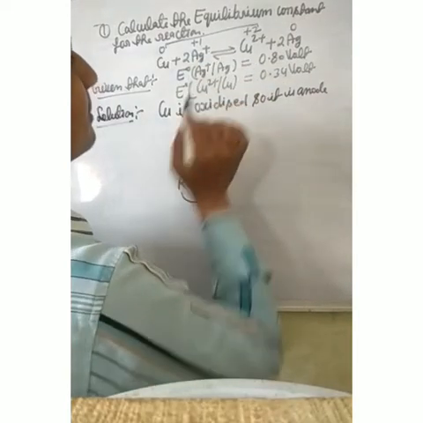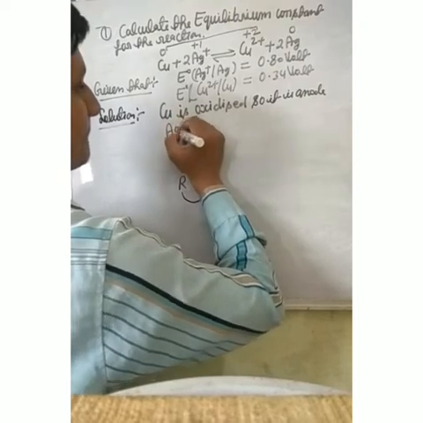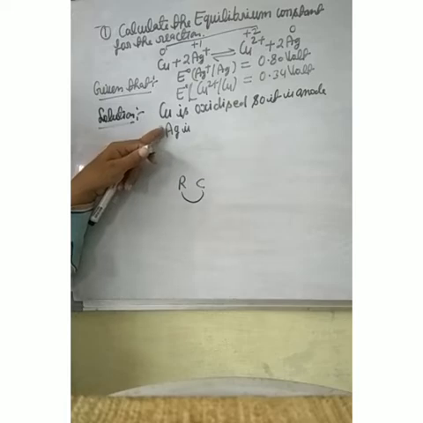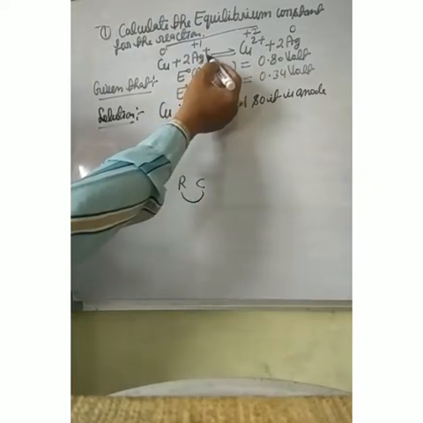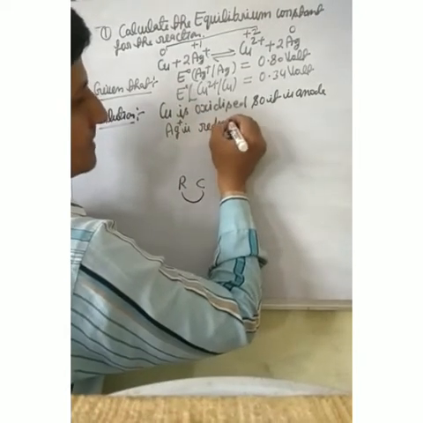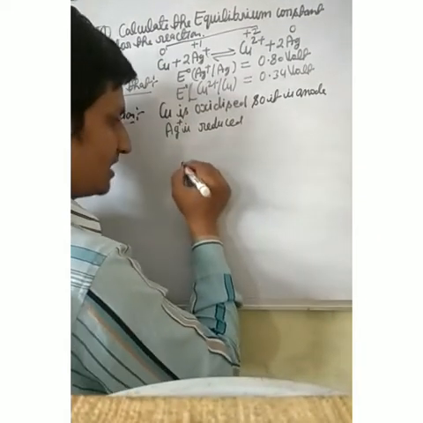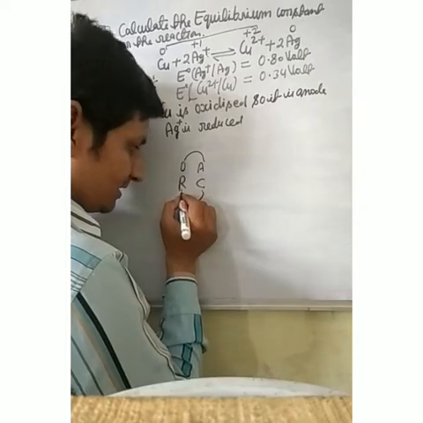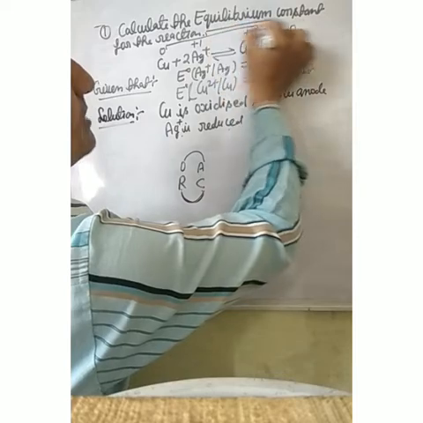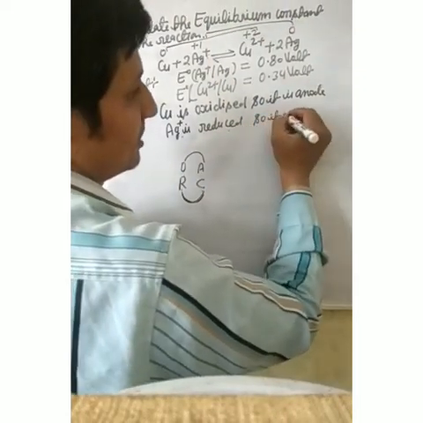Next, the oxidation number of silver ion decreases from 1 to 0. So silver is reduced. Silver is reduced, copper is oxidized. Here is the silver ion, so the silver ion is reduced. And reduction takes place at the cathode. You have to learn funda OARC: oxidation anode, reduction cathode. The silver ion is reduced because its oxidation number decreases from 1 to 0, so it is the cathode.